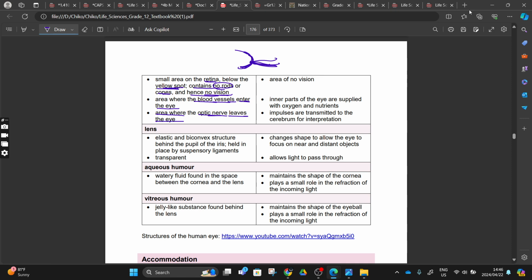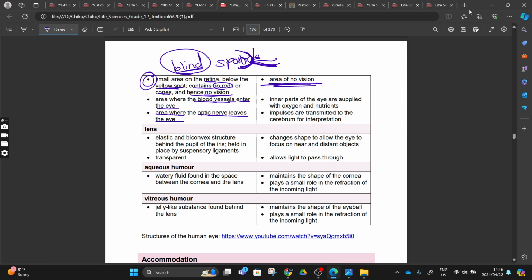So this nerve here is taking the impulses from the eye. This optic nerve is going to leave by this blind spot. The word blind means that we don't see anything there. This is the area of no vision.